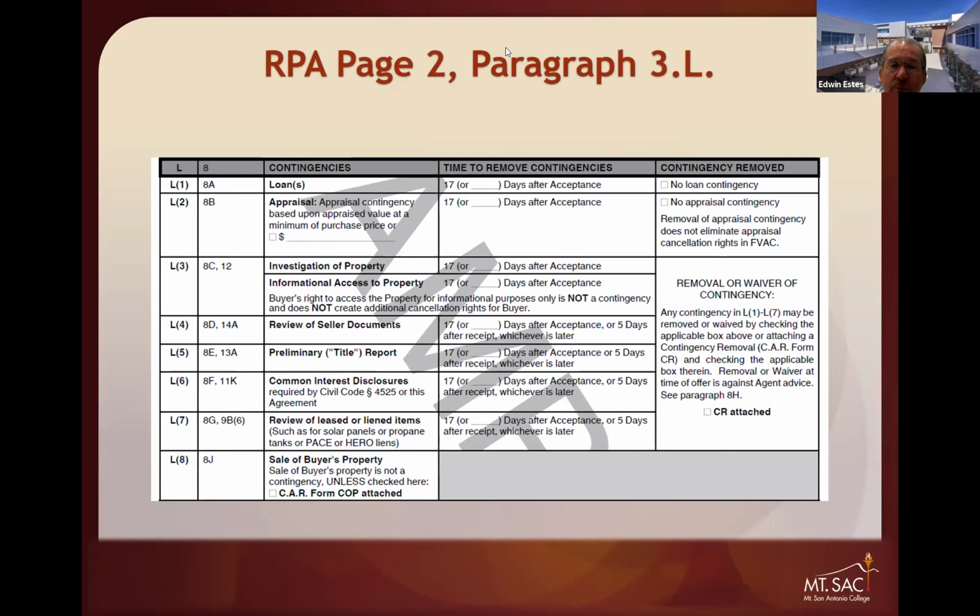SPRP, that I assume, Teresa, is educating me the name of the form that allows the seller to exert a contingency to find a replacement property. Okay, thank you, Teresa.